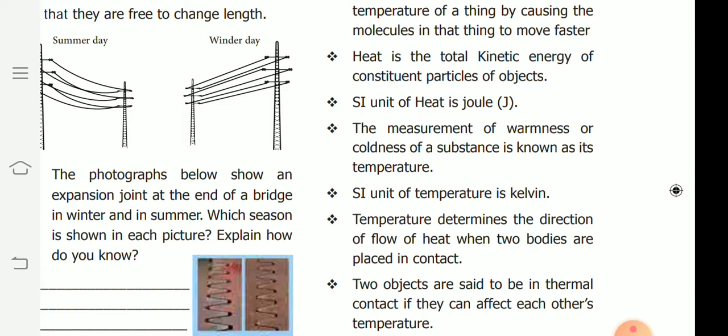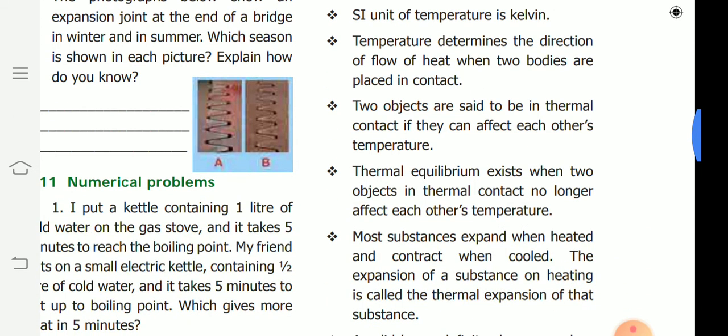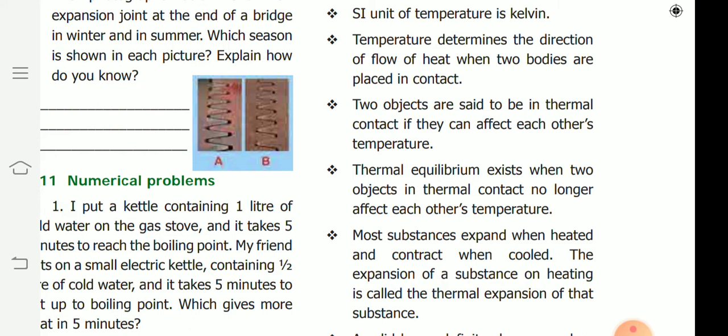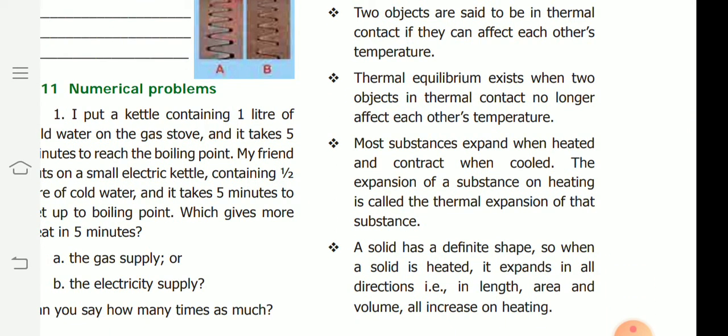Next one, the SI unit of heat is joule. The measurement of warmness or coldness of a substance is known as temperature. The SI unit of temperature is Kelvin. Temperature determines the direction of flow of heat when two bodies are placed in contact. Two objects are said to be in thermal contact if they can affect each other's temperature. Thermal equilibrium exists when two objects in thermal contact no longer affect each other's temperature.